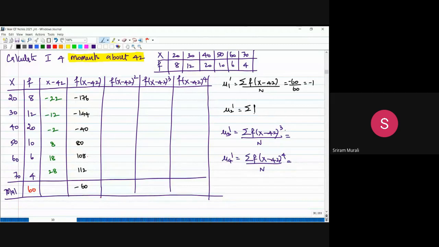Mu2 dash is sigma f into x minus 42 the whole square divided by n. So now tell me f into x minus 42 the whole square: 22 square into 8 is 3872. 12 square into 12 is 1728. 4 into 20 is 640. This is 1944, whereas this is 3136. Add this, you will get 400. So this is 400 divided by 60. Sir, 1728, sorry.